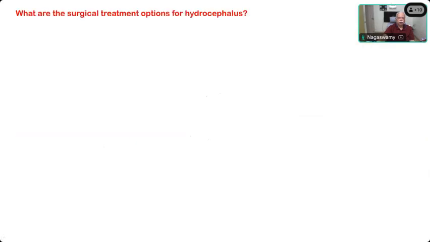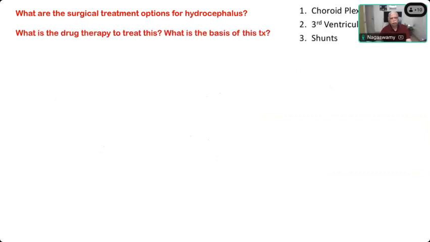What are the surgical treatment options for hydrocephalus? Sir, temporarily we can do an external ventricular drain as an emergency. Endoscopic procedures like third ventriculostomy and choroid plexotomy can be done. Definitive treatment is shunting.